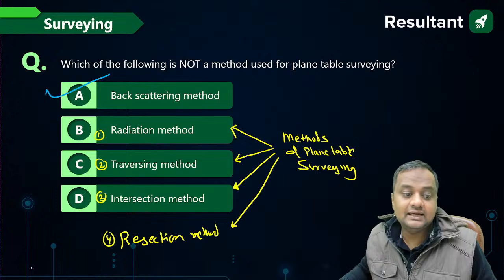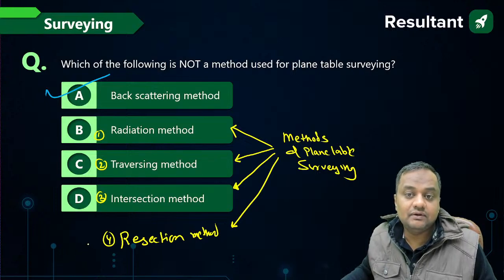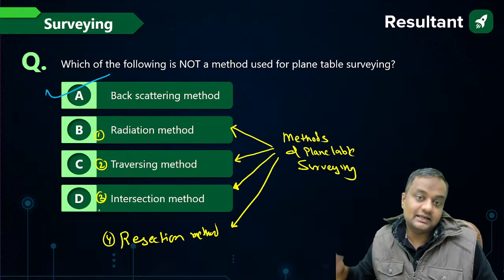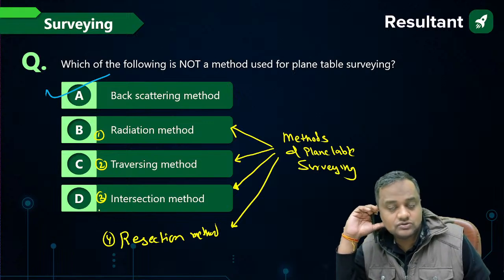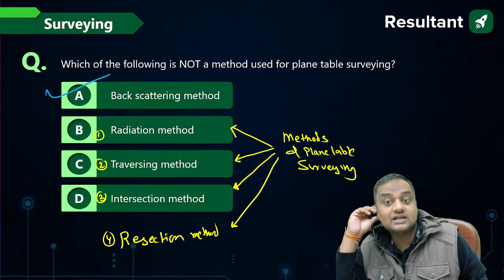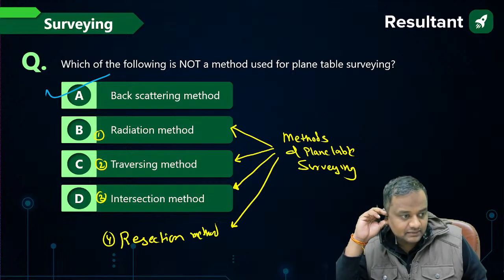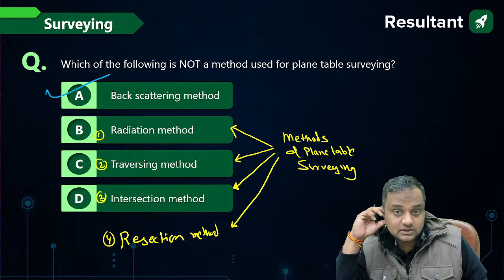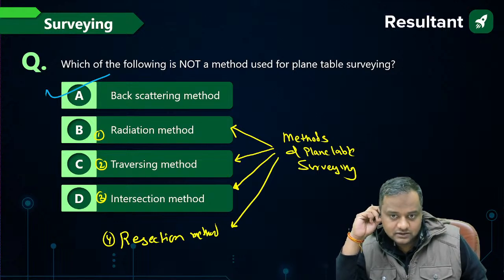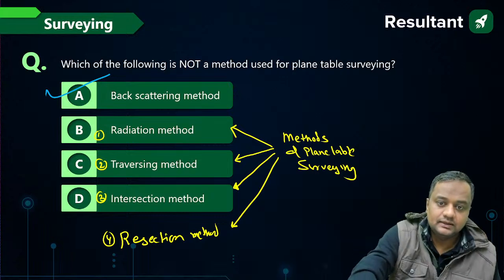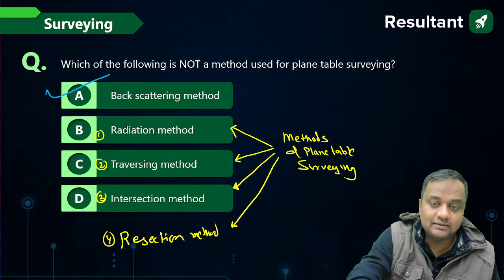And please tell me where we will be using plane table surveying. In magnetic areas, like near mines, where compass surveying is not reliable because of large local attraction. In coal mines, iron mines, where there is large local attraction, we cannot rely on compass surveying. So there we do plane table surveying.